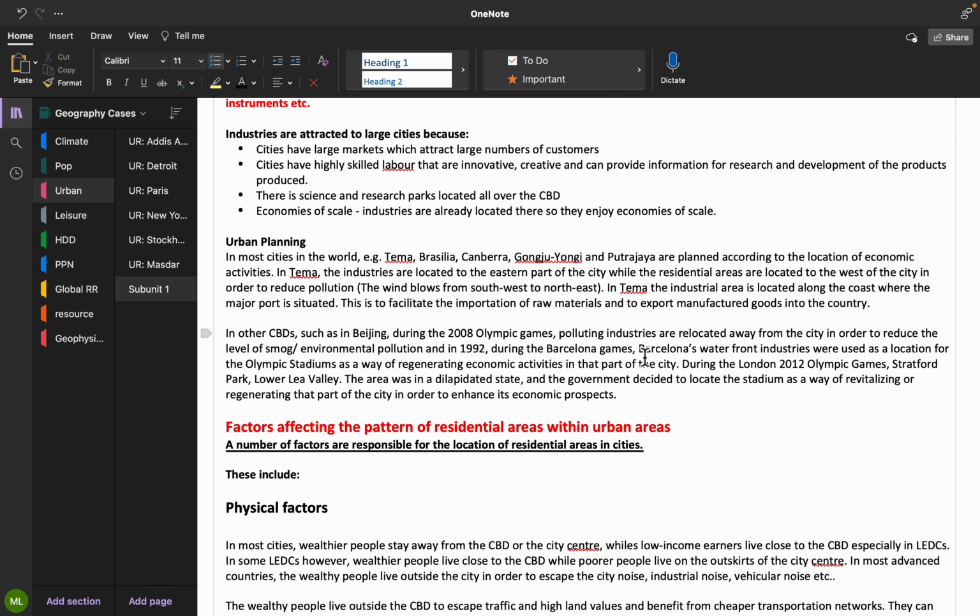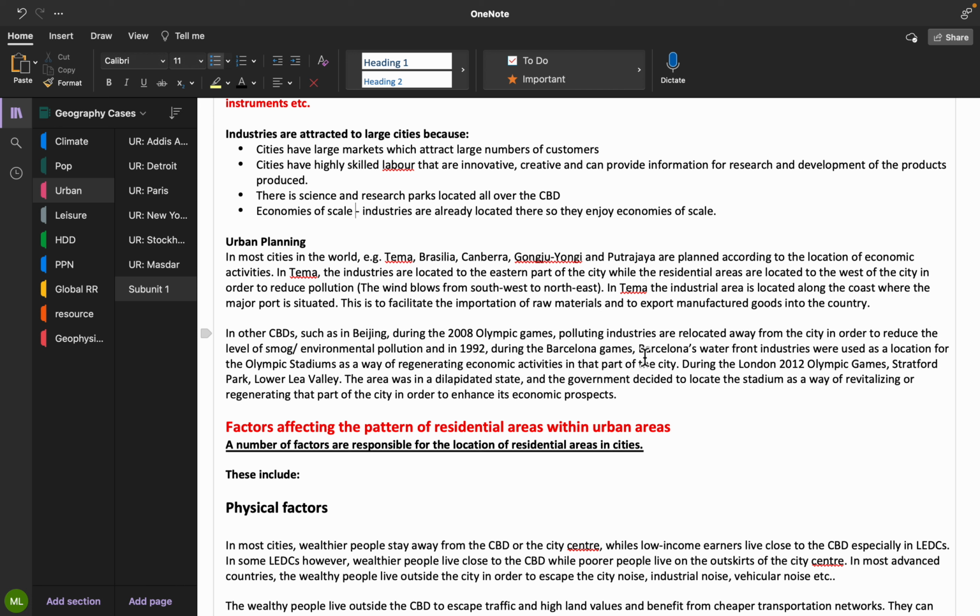And again, in Tema, the industrial area is located along the coast where the major port is situated. So this also facilitates the importation of raw materials and export of manufactured goods into the country. And in other CBDs, such as Beijing, during the 2008 Olympic Games, polluting industries were relocated away from the city in order to reduce the level of smog and environmental pollution.